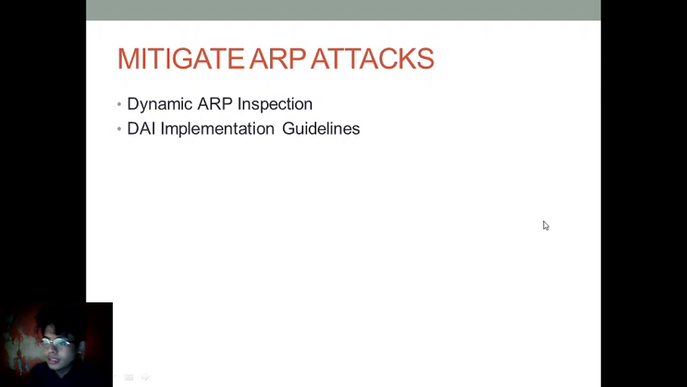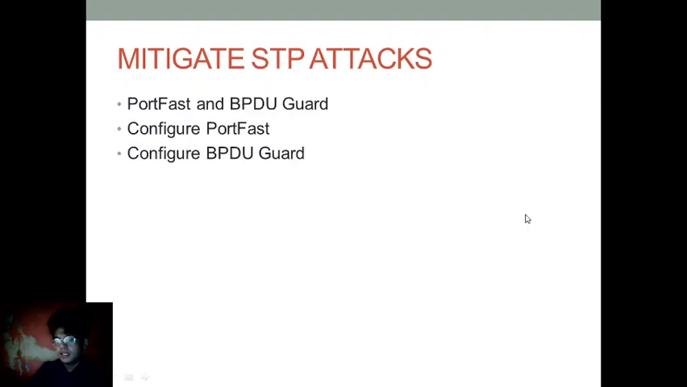Then let's go to the last one, which is mitigate STP attacks. PortFast and BPDU Guard. Recall that network attackers can manipulate the Spanning Tree Protocol, or STP, to conduct an attack by spoofing the root bridge and changing the topology of a network. To mitigate STP manipulation attacks, use PortFast and Bridge Protocol Data Unit, or BPDU Guard.